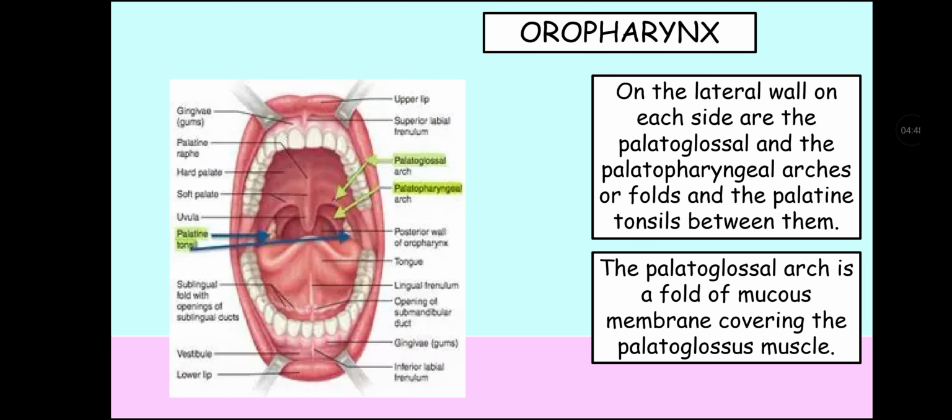Palatine tonsils. Here you can see in this diagram. You can also see the palatoglossal fold and palatopharyngeal fold here, and between the palatoglossal fold and the palatopharyngeal fold there are the palatine tonsils.